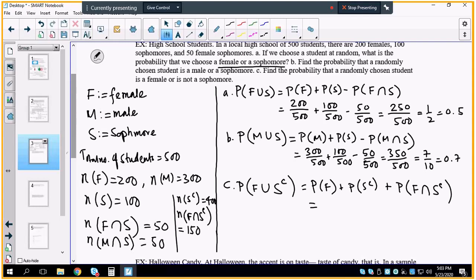So I'll say that probability of female is 200 over 500. Plus not sophomore is 400 over 500, minus female and not sophomore, is 150 over 500. So you get 600 minus 150 is 350. So just like the last one, over 500, which is going to be 7 over 10, and hence 0.7 is the required probability. Answers my question.